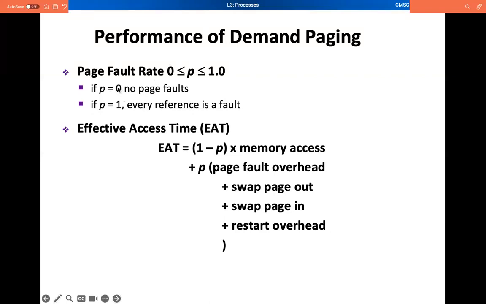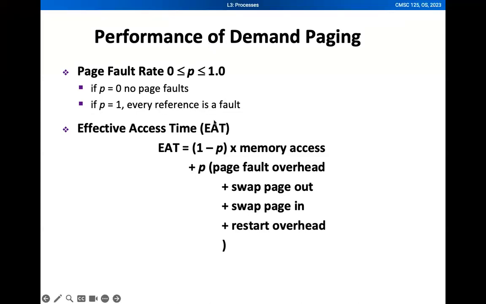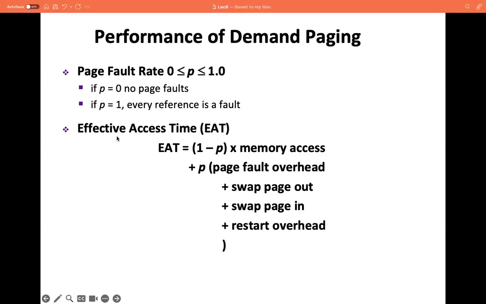So if P is equal to 0, that means that there is no page fault, or every time a CPU tries to access a certain page, it is always loaded in the main memory. But if P is equal to 1, then every reference is a fault. Now, this is how we compute the effective access time, or EAT.